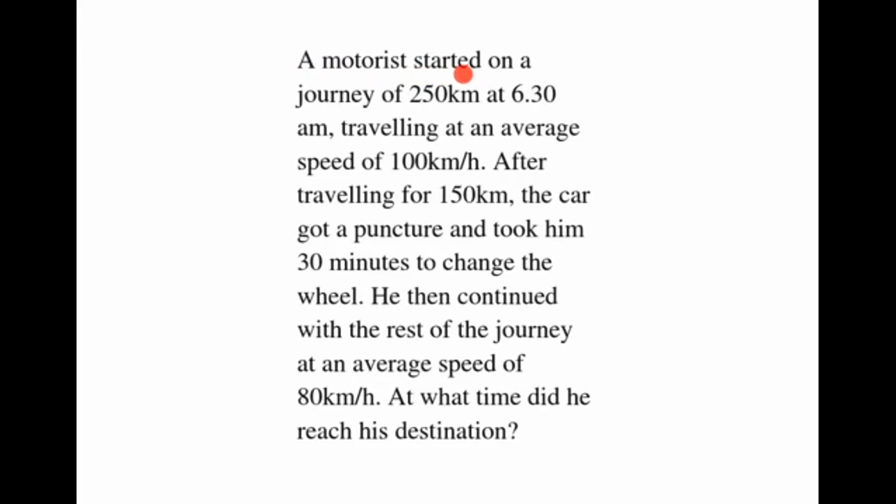A motorist started on a journey of 250 kilometers at 6:30 a.m. traveling at an average speed of 100 kilometers per hour. After traveling for 150 kilometers, the car got a puncture and took him 30 minutes to change the wheel. He then continued with the rest of the journey at an average speed of 80 kilometers per hour. At what time did he reach his destination?